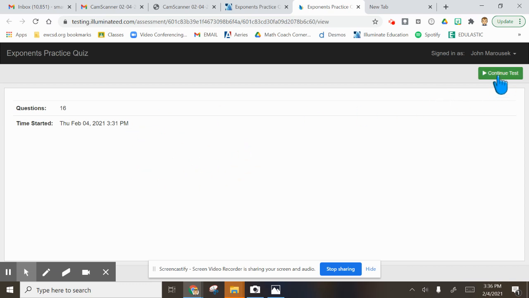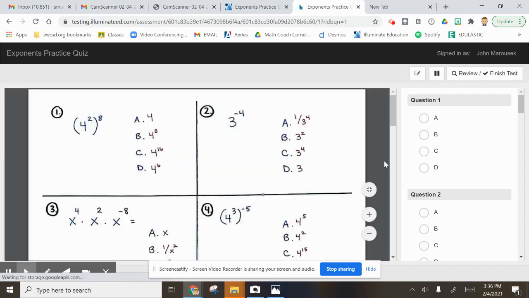Then it'll go to here and it'll say begin test. For me, it says continue because I just took a peek at it. There's 16 questions. All right. Now this looks a little different. We haven't done one of these in a while.